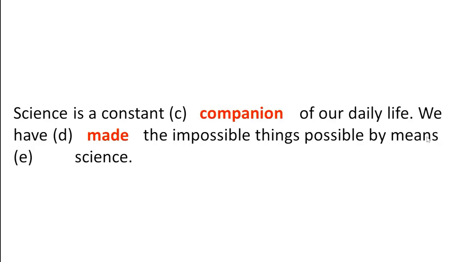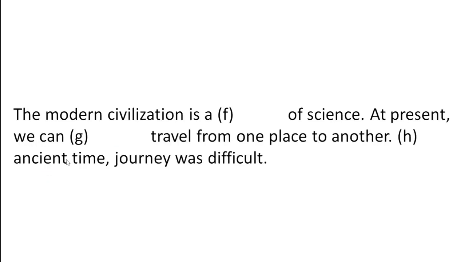Dear learners, we can use a preposition of between two nouns. Look at here, means is a noun and science is a noun. So between these two nouns we can use the preposition of. Then, the modern civilization is a dash of science. So after an article we can use a noun. Look at, gift here is a noun.